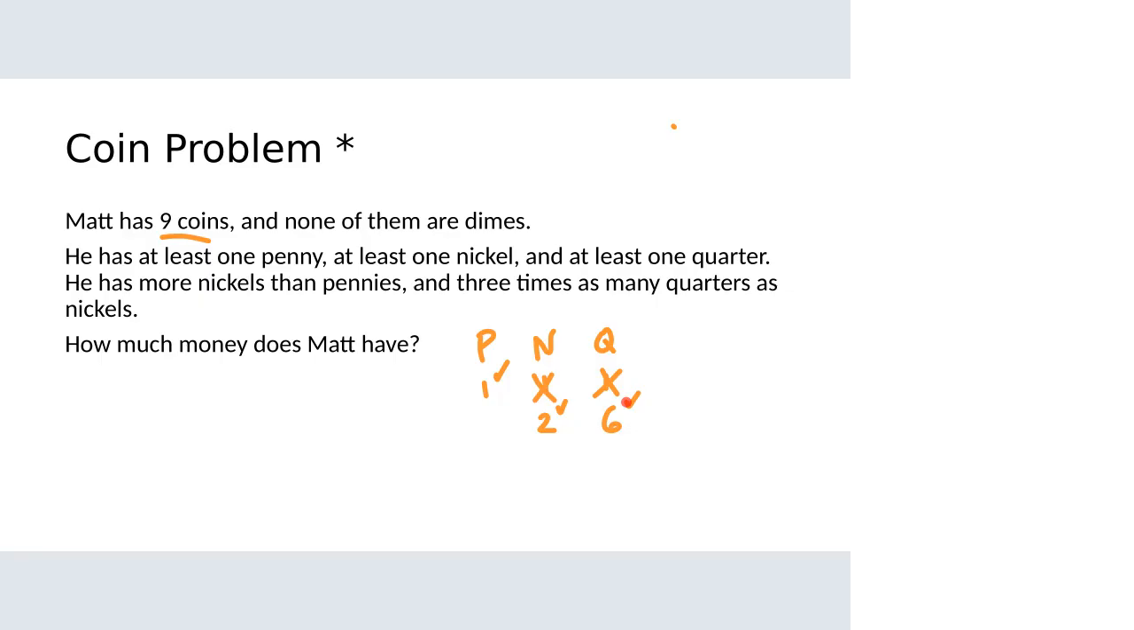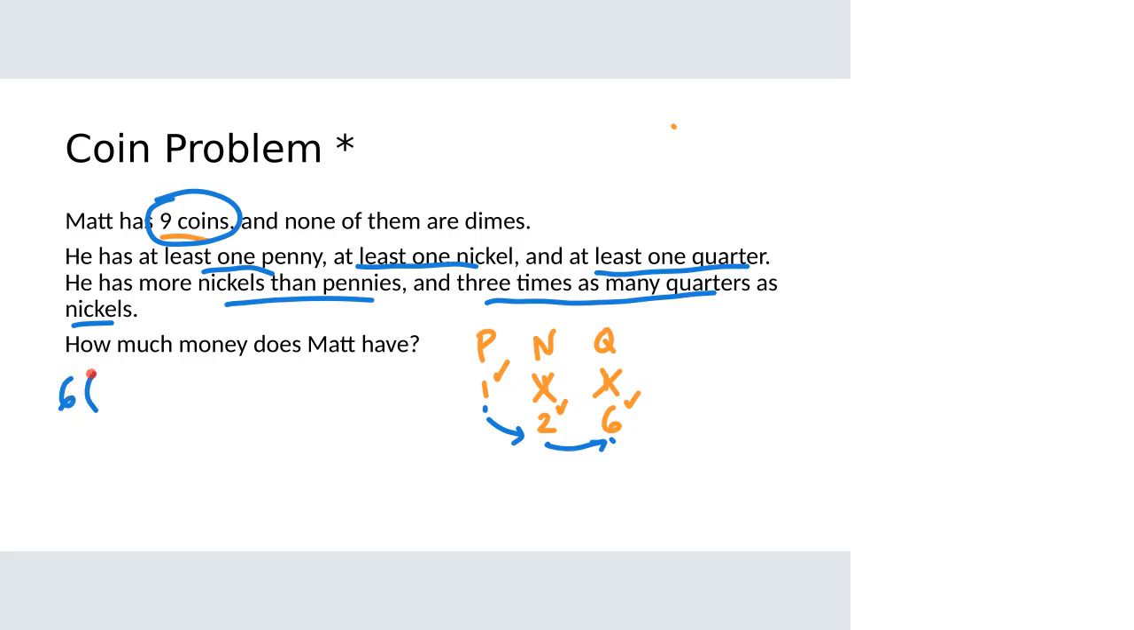So we just need to figure out how much money this is. What we want to do here is make sure we satisfy all the conditions we're given in the problem. 9 coins. We have 6, 7, 8, 9. Okay, that's satisfied. At least 1 penny, at least 1 nickel, and at least 1 quarter. Yep, we've got that handled. More nickels than pennies. Yep, we've got that. 3 times as many quarters as nickels. Yep, we've got that.